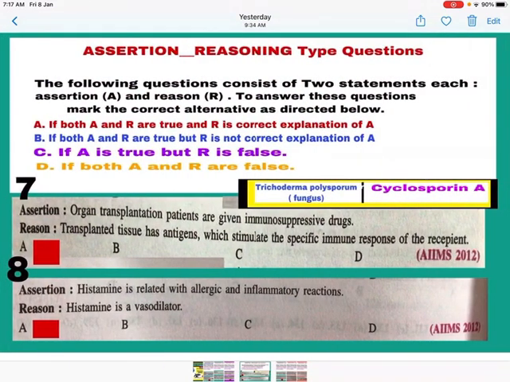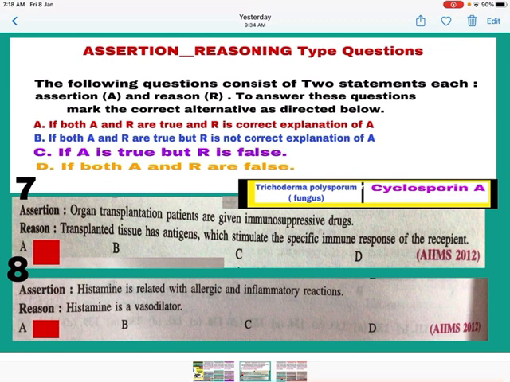Come to question number 7. Assertion: Organ transplantation patients are given immunosuppressive drugs. Correct. जिन पेशेंट्स के अंदर ऑर्गन ट्रांसप्लांट किया जाता है उनको इम्यूनोसप्रेसिव ड्रग्स दिए जाते हैं. बिल्कुल करेक्ट स्टेटमेंट है. एक इम्यूनोसप्रेसिव ड्रग का नाम आपके सामने है, साइक्लोस्पोरिन ए, and it is produced by Trichoderma polysporum. और ये क्यों दिए जाते हैं, देखिए रीजन देखिए.